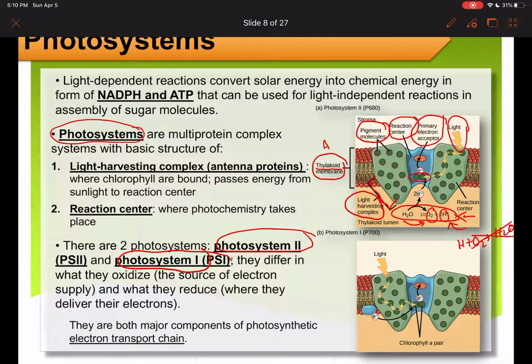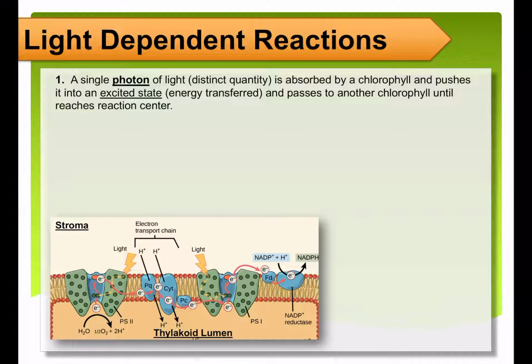All right, so like I said, they are both major components of the photosynthetic electron transport chain, and these are just the 2 major parts. There are other protein complexes within the electron transport chain that we don't have to identify, okay? All right, so let's go through the steps of your light-dependent reactions next.